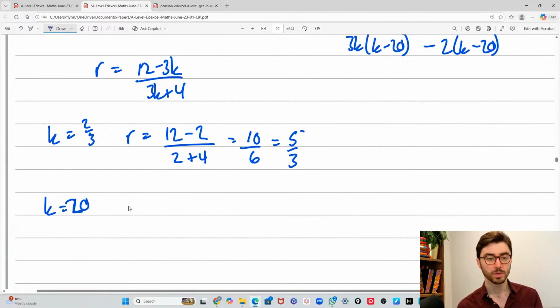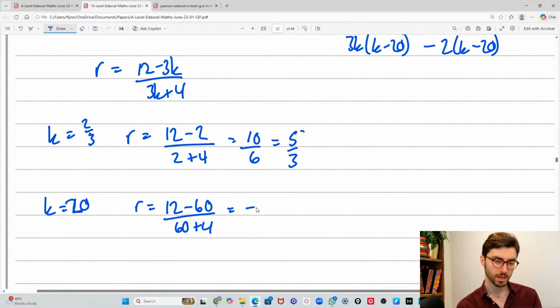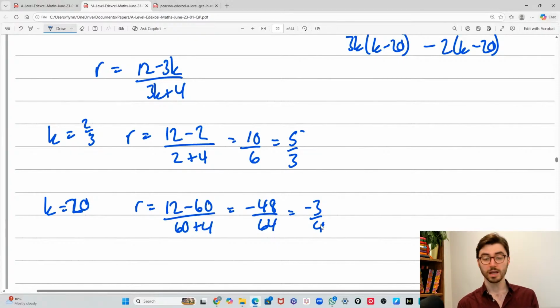And when k equals 20, r is equal to 12 minus 60 all over 60 plus 4, which is minus 48 all over 64, which is minus 3/4 if I'm not mistaken. And I am not mistaken. And that is the value of r, which means that k is equal to 20.